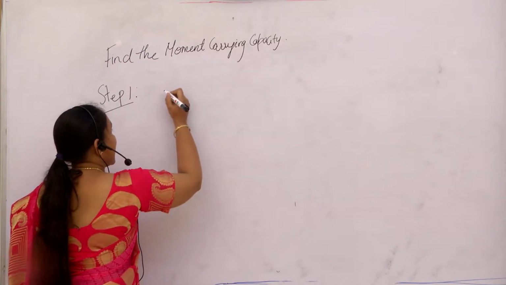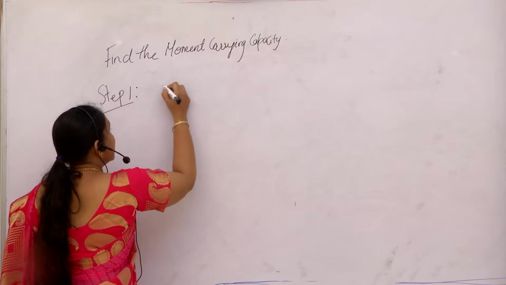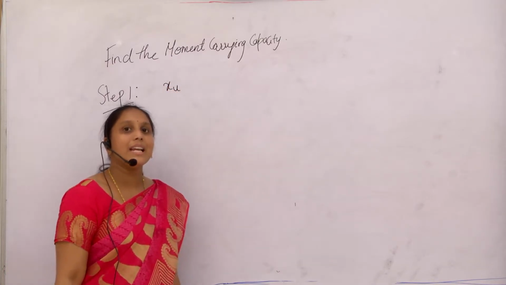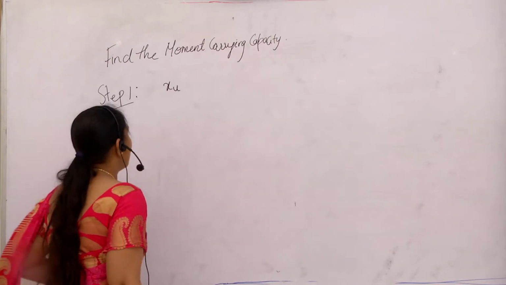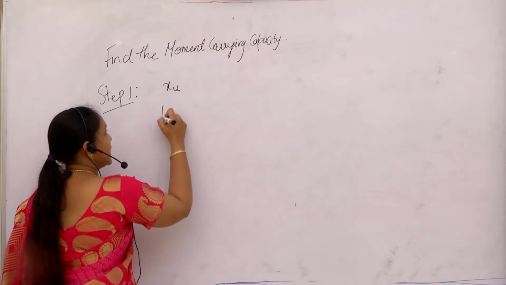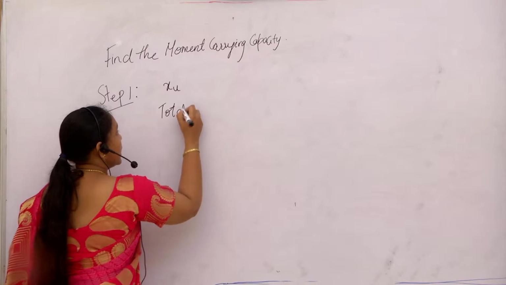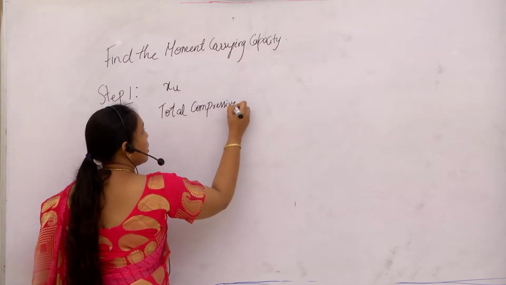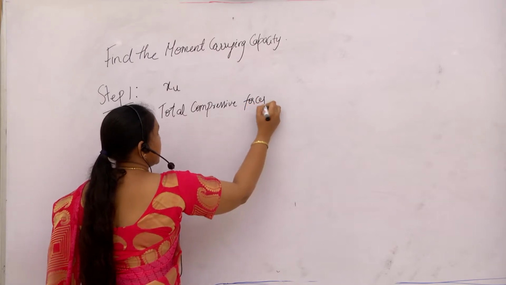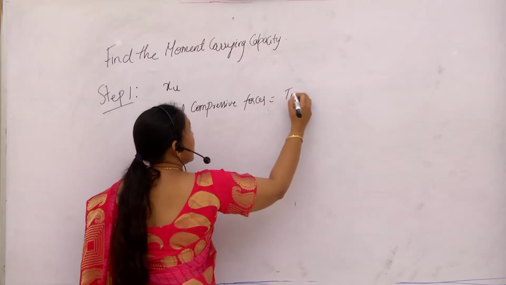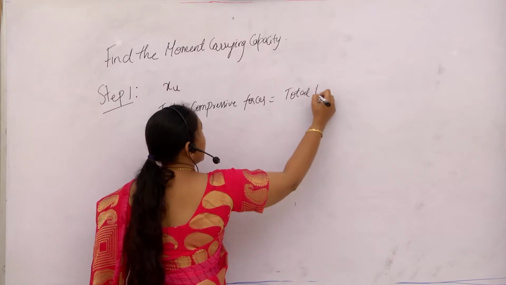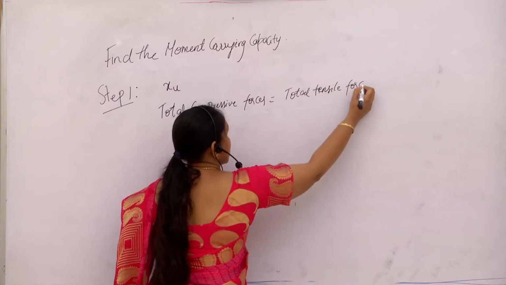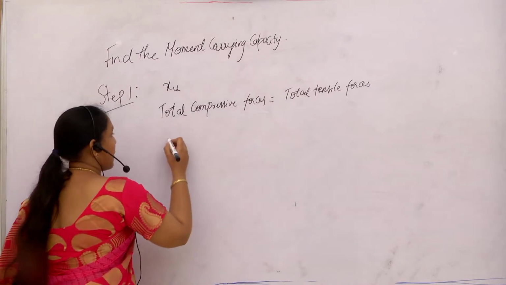So what we have to calculate? We have to calculate the neutral axis depth XU. So how we can calculate the neutral axis depth XU? By equating the total compressive forces to the total tensile forces. So what are the total compressive forces?